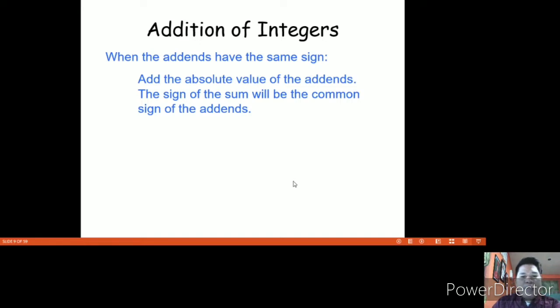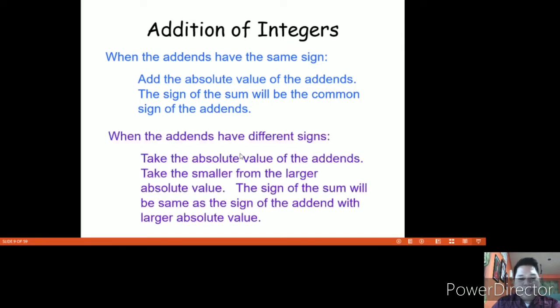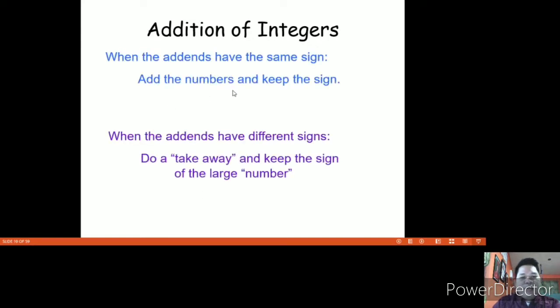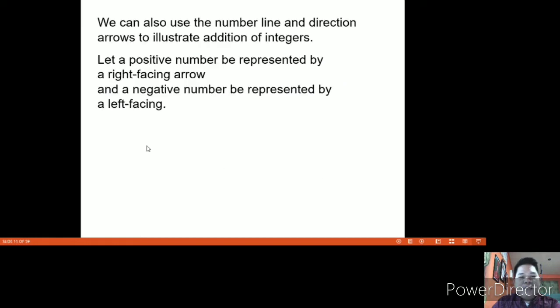So addition of integers: when the addends have the same sign, add the absolute value of the addends. The sign of the sum will be the common sign of the addends. When the addends have different signs, take the absolute value of the addends, and take the smaller from the larger absolute value. The sign of the sum will be the same as the sign of the addend with larger absolute value. So when addends have the same sign, add the numbers and keep the sign. When the addends have different signs, subtract and keep the sign of the larger number.